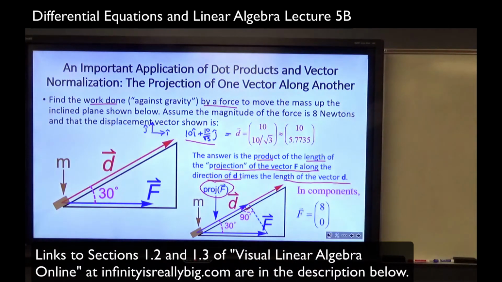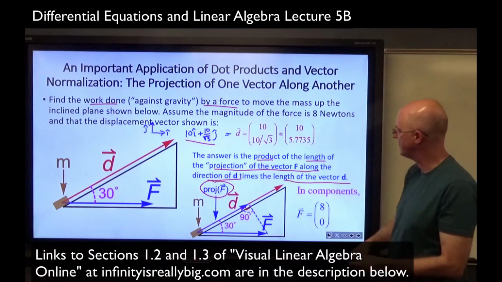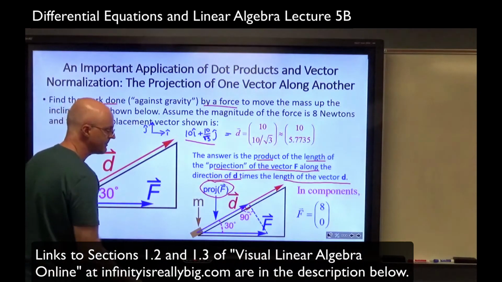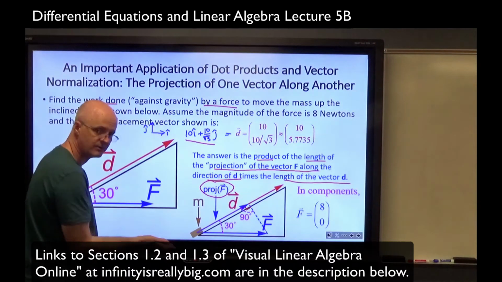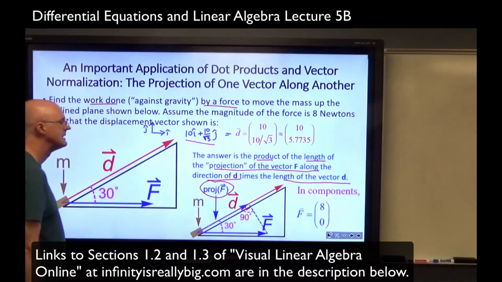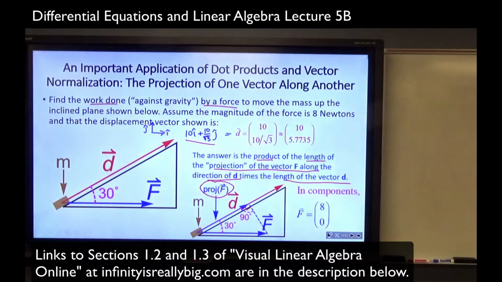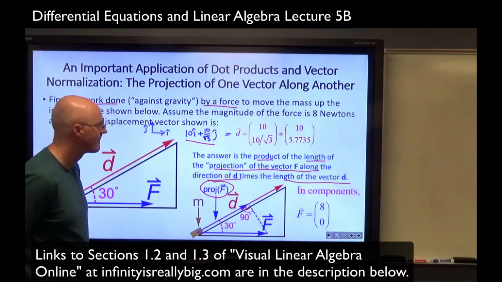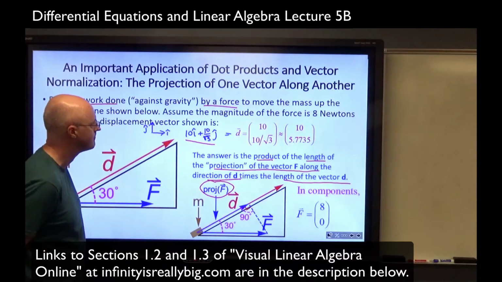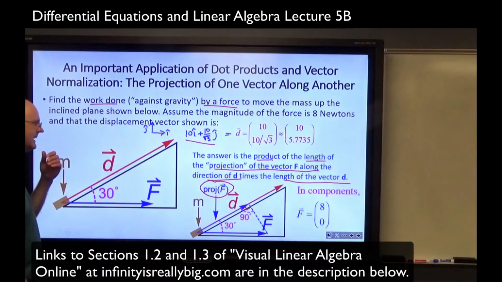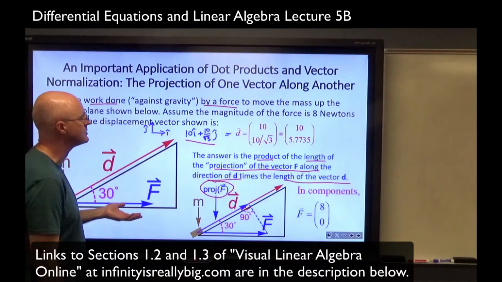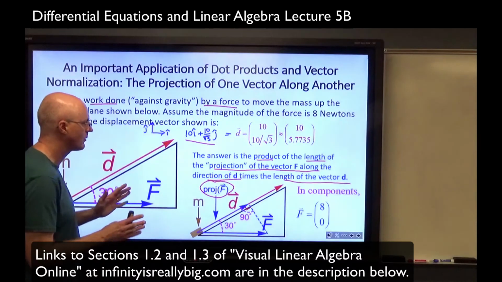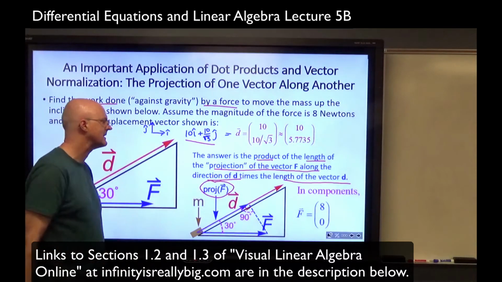In components, f is 8, 0. F points horizontal and to the right, so its first component is positive, and its second component is 0 because it's horizontal. No vertical component to f here. Don't be bothered by the fact that the units for these things would be different. D would be in meters if we took its magnitude, and if we took the magnitude of f, it would be in newtons. Don't worry about that, okay? The units are going to work out fine in the end. We just get joules in the end.